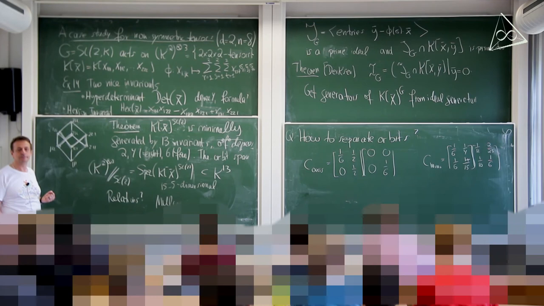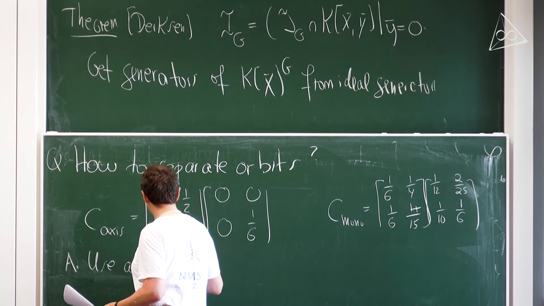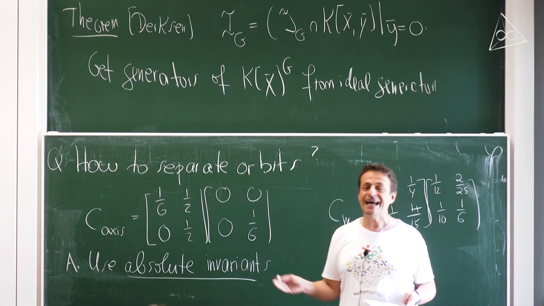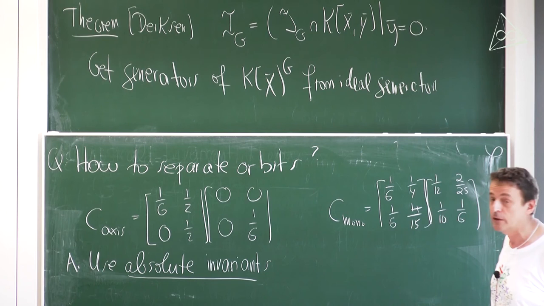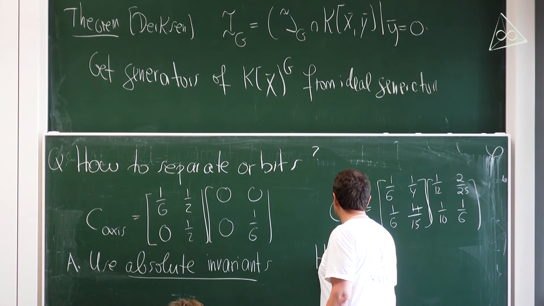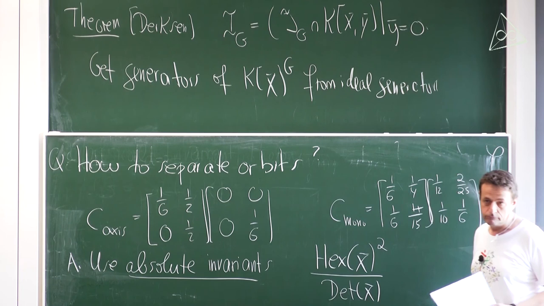I didn't know for a while, but the answer is they're not. You can use absolute invariants. Just like the J invariant was an absolute invariant for symmetric 3 by 3 by 3 tensors, we can also use an absolute invariant here. So I'm going to write down an invariant for non-symmetric 2 by 2 by 2 tensors. The invariant I'm going to take is the hexagon invariant squared, which has degree 4, divided by the hyperdeterminant, which has degree 4. This is a rational function, homogeneous of degree 0, so that's an absolute invariant.